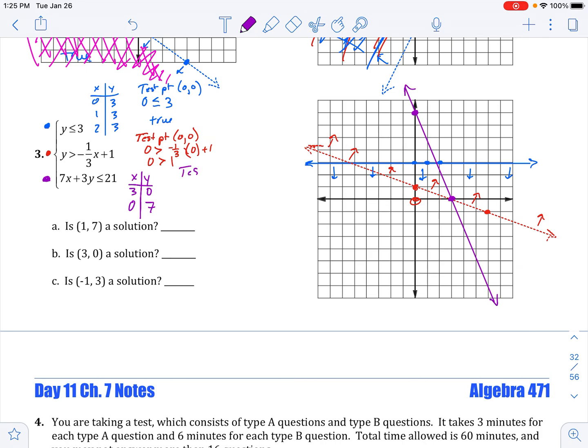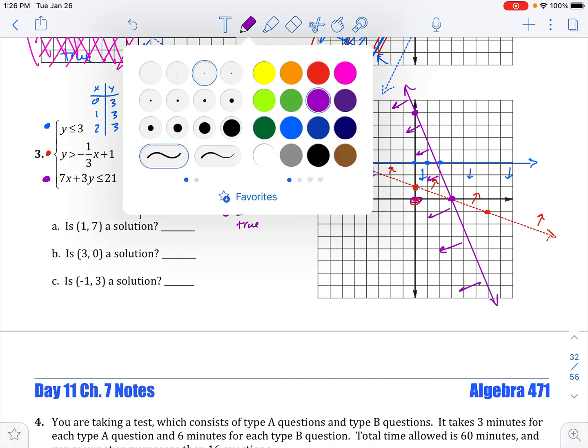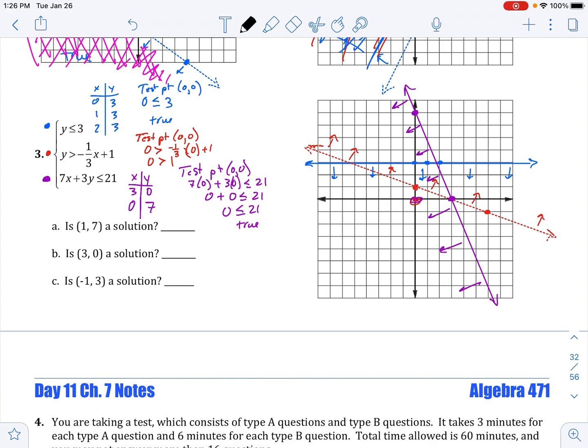And again, if I go with my test point, I'm testing 0, 0, which is again over here to the left of that line. And we get, is 7 times 0 plus 3 times 0 less than or equal to 21? Is 0 plus 0 less than or equal to 21? Is 0 less than or equal to 21? And that's true. So that means we are going to shade back towards 0, 0. Well, now we need to look, where is the shading for this system? If I want to take a look at the shading for the system, I'm looking for the ordered pairs that are going to be below the blue line.